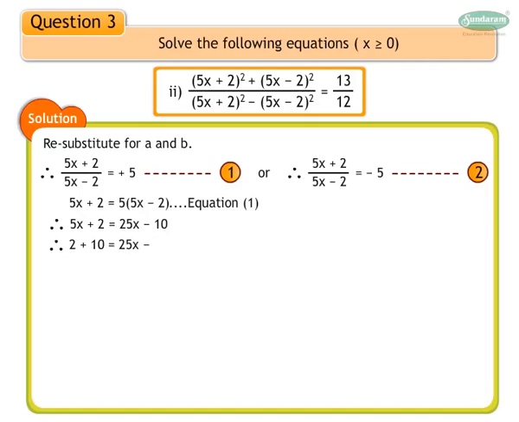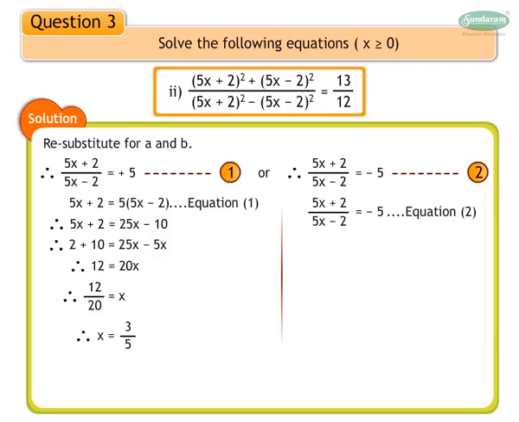Therefore, 2 + 10 = 25x − 5x. Therefore, 12 = 20x. Therefore, 12/20 = x. Therefore, x = 3/5. Similarly, take equation 2, that is, (5x + 2)/(5x − 2) = −5.